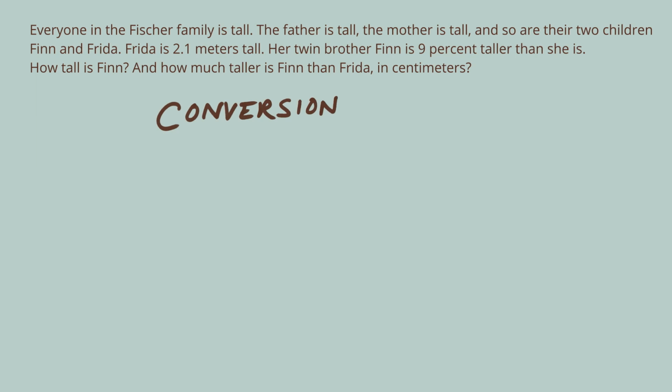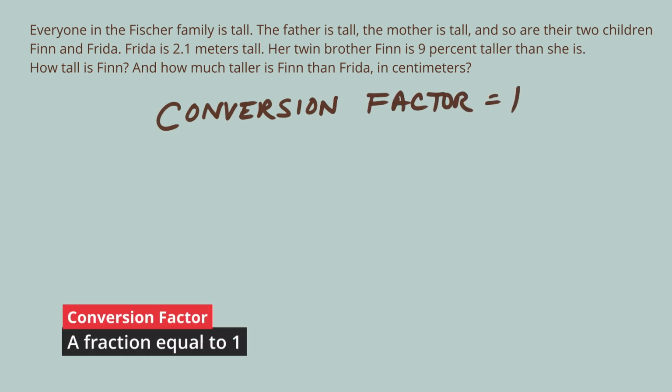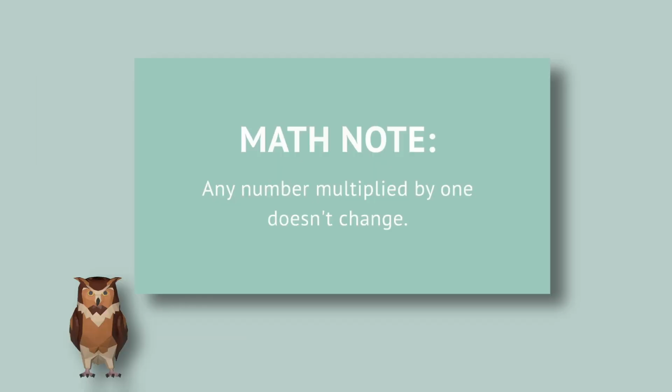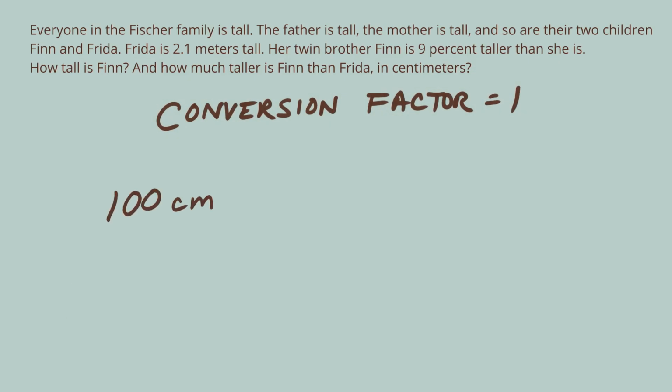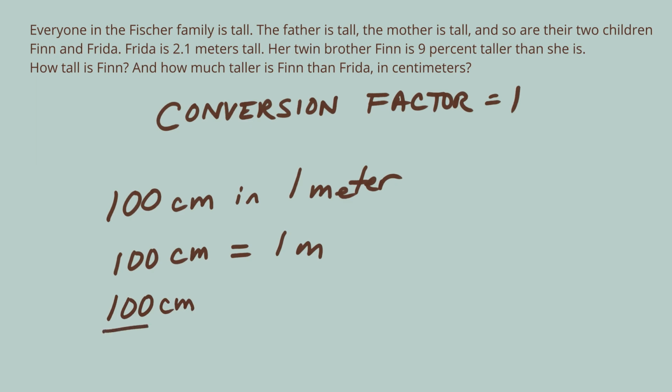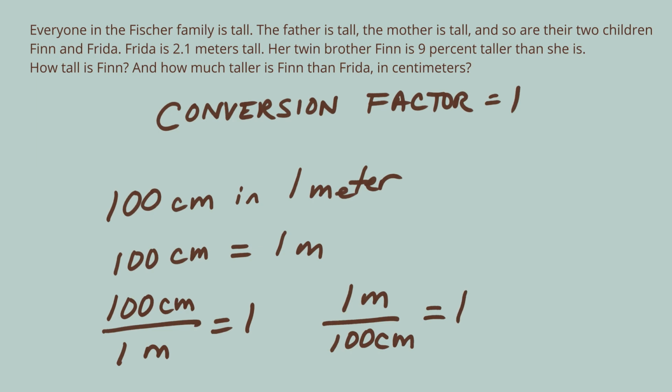And for that, you need a conversion factor. A conversion factor is a fraction that equals 1. You know you can multiply any number by 1, and it doesn't change that number, right? There are 100 centimeters in every meter. You can also say 100 centimeters equals 1 meter. That means you can write this as a fraction that equals 1. You can write 100 centimeters over 1 meter, and that fraction equals 1. You can also write 1 meter over 100 centimeters, and that fraction also equals 1.